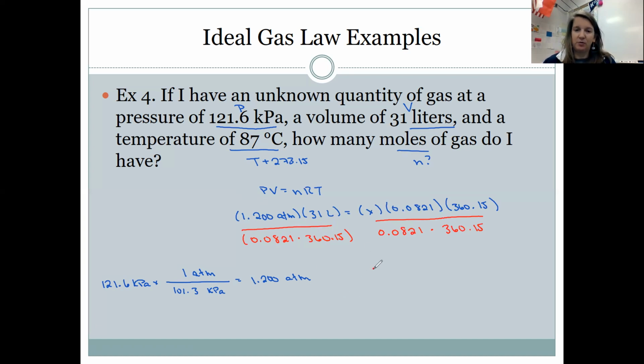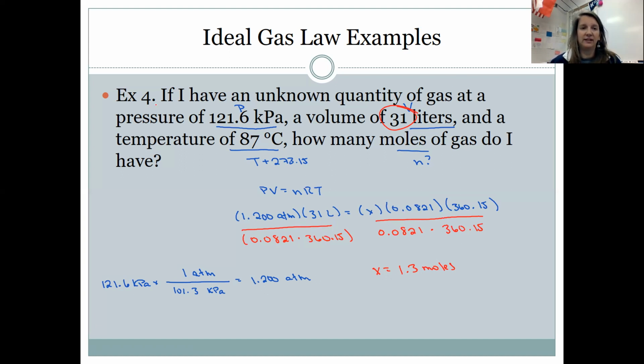And I should get for my moles, and I only get 2 sig figs because of my volume there. It has the fewest number of sig figs, just 2 sig figs. I get 1.3 moles of gas. And for this one, I can stop there because it only wants moles. It doesn't ask for grams or atoms or anything like that.